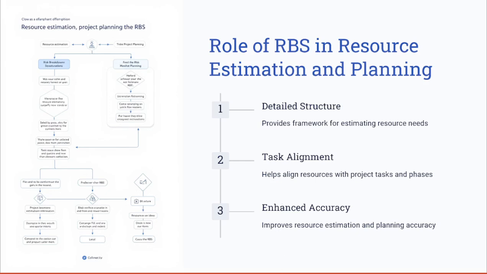The role of RBS in resource estimation and planning. The RBS plays a key role in resource estimation and planning. It provides a detailed structure that allows project managers to estimate the resources needed for each category and also the subcategories. By linking resources with specific tasks and project phases, it helps ensure that the right resources are available at the right time. This leads to more accurate resource estimates and reduces the risks of resource shortages or overages. So the RBS ensures a comprehensive and organized approach to resource management.